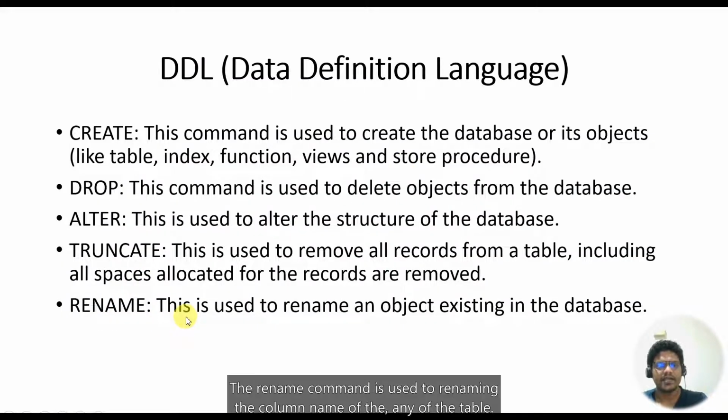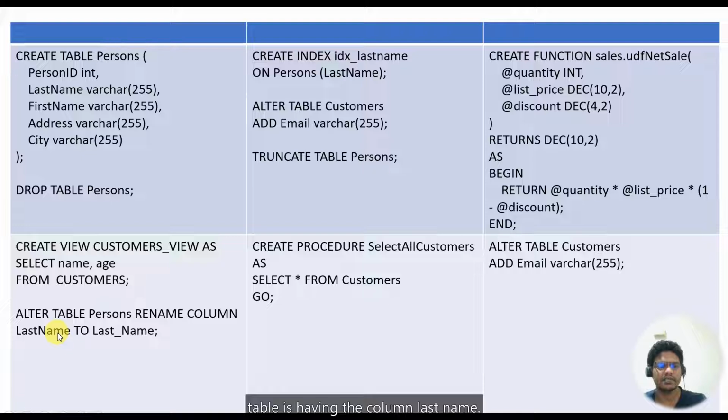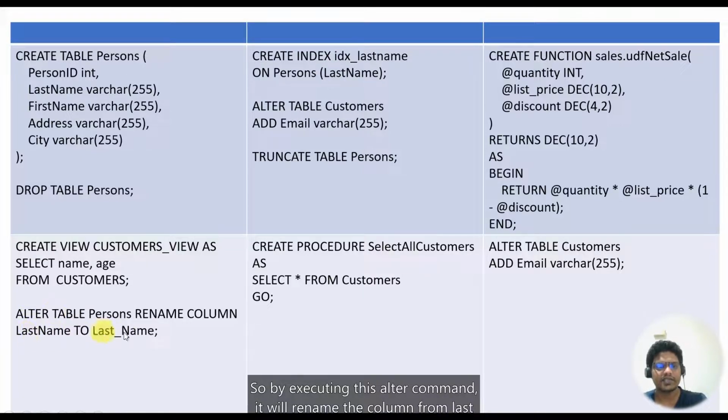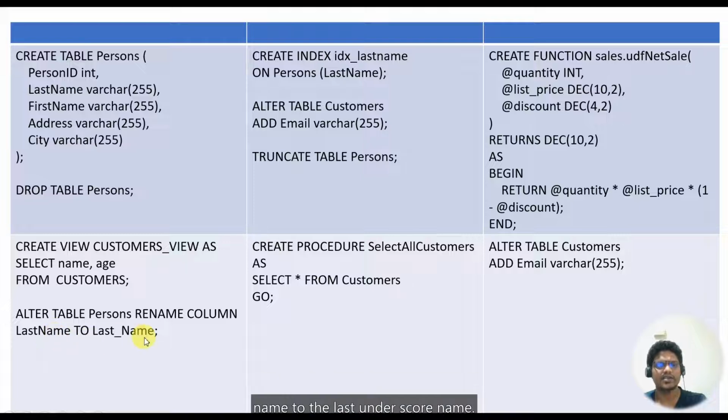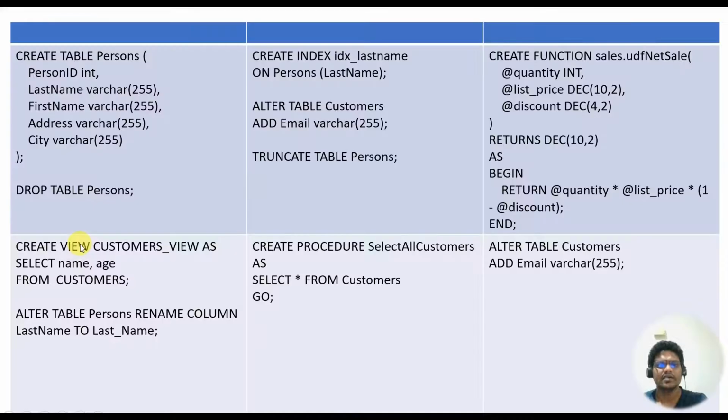And the rename. The rename command is used for renaming the column name of any table. For example, here we are renaming the column name from last name to last underscore name. The person's table has the column last name, so by executing this alter command, it will rename the column from last name to last underscore name. So these are pretty much about the data definition language.